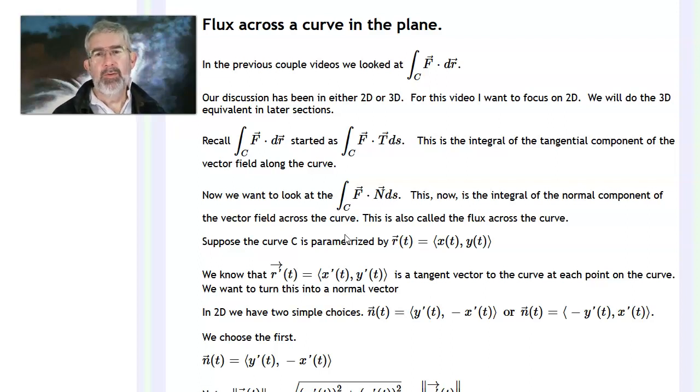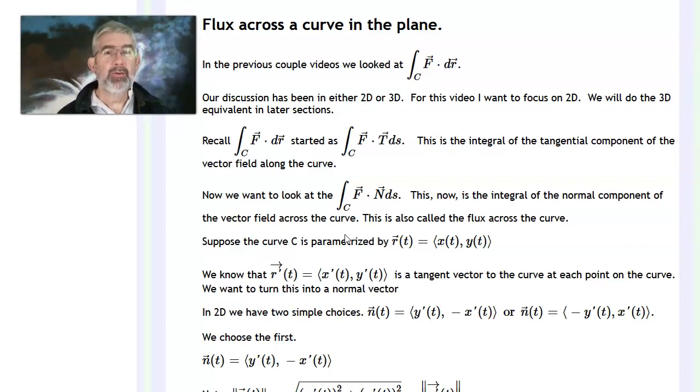Okay. So the line integral of a vector field along a curve was the integral of f dr, which we started off with the integral of f dotted with the unit tangent vector ds. That's the way we initially thought of it, that we're getting the tangential component of the vector field in the direction of the curve and then multiplying by a little bit of arc length and then integrating that. Right? That's the tangential part.